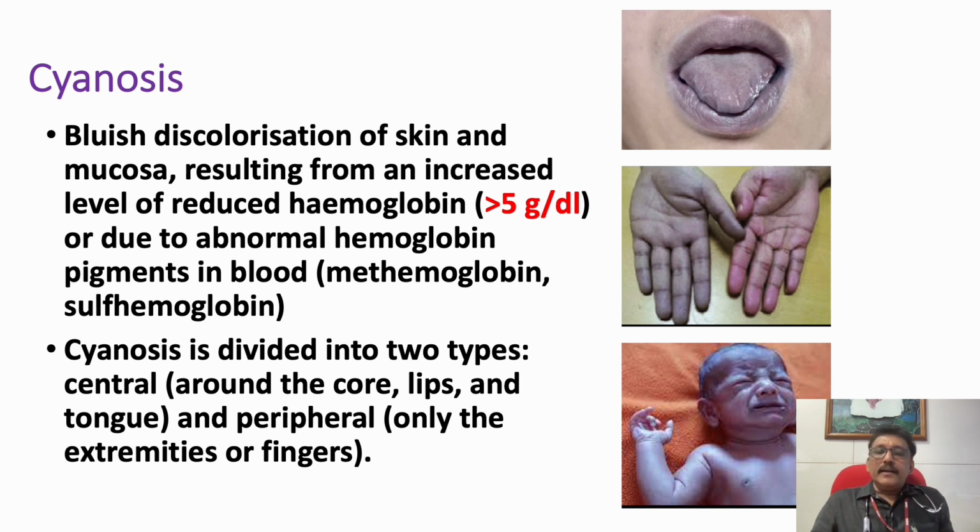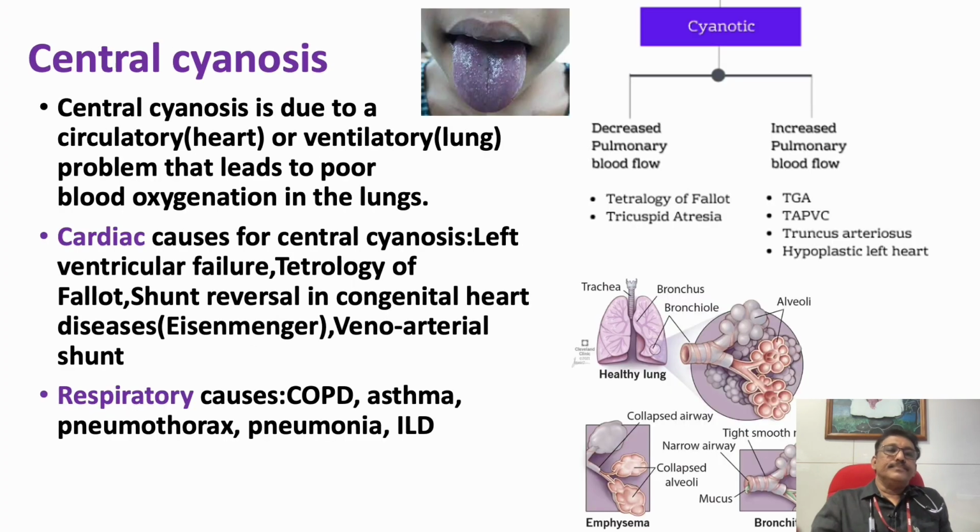In conditions like cardiac failure, the patient can initially have vasoconstriction to compensate for the cardiac failure. At that time initially you can see only peripheral cyanosis, but ultimately the patient develops central cyanosis even in cardiac failure.